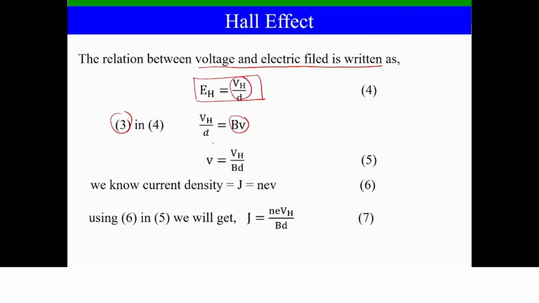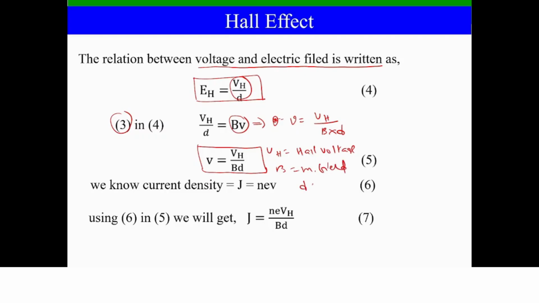Equate these two equations. What can you get? I need the equation for the velocity. Velocity V is equal to VH divided by B into D. Let us consider this as equation number 5. V is equal to VH divided by B into D. In this expression, VH is called the produced Hall voltage, B is the magnetic field applied, and D is the thickness of the semiconductor.